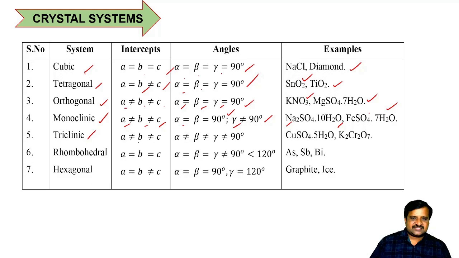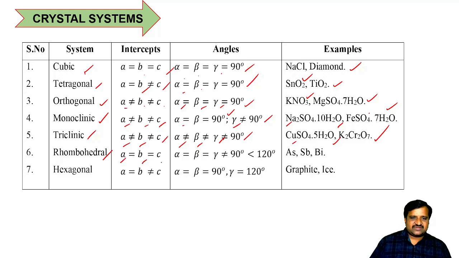For the triclinic system, A is not equal to B and not equal to C, alpha is not equal to beta, beta is not equal to gamma, and none equal 90 degrees. Example: CuSO4·5H2O, K2Cr2O7.